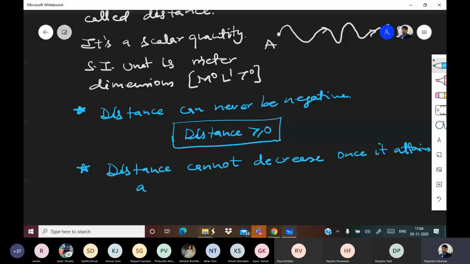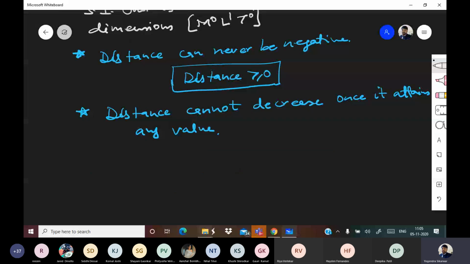So try to understand, there is an object which starts from its place and it has traveled 50 meters. Let me give you an example also with a diagram. This is point A, an object goes to B and the distance traveled is 50 meters. Now if it becomes stationary at B, if it stops at B, its distance will remain 50 meters. But if it moves further in any direction, its distance will increase.